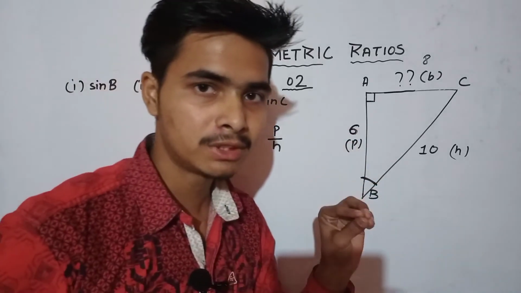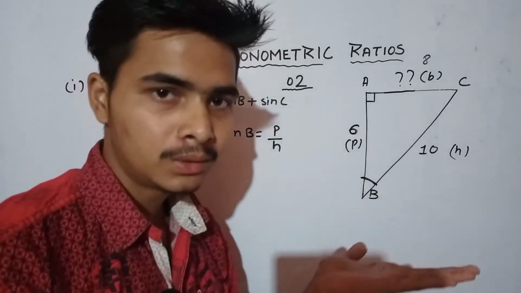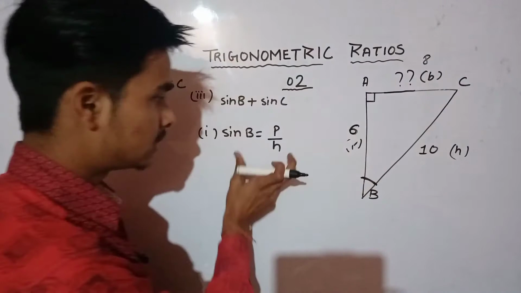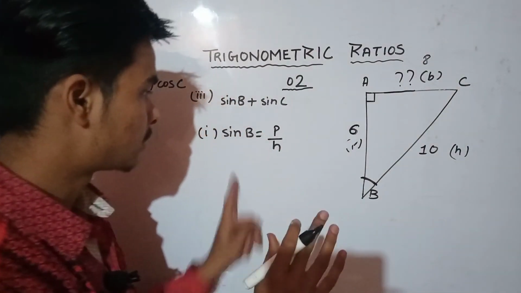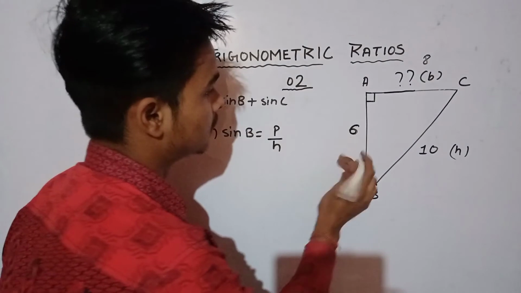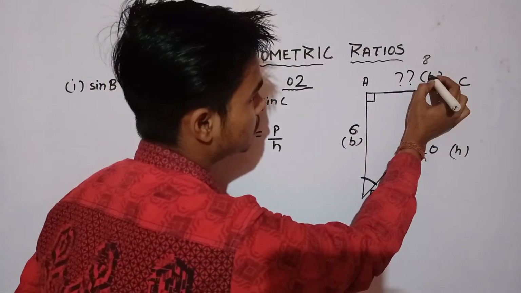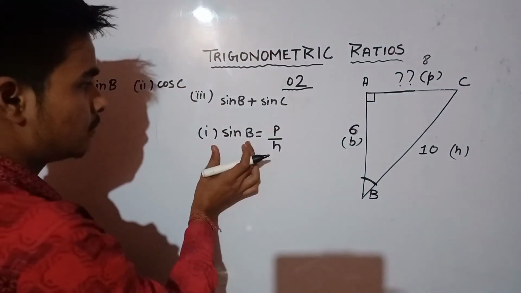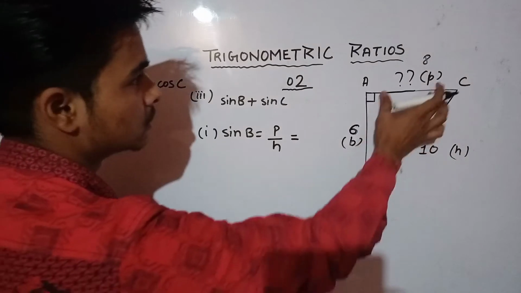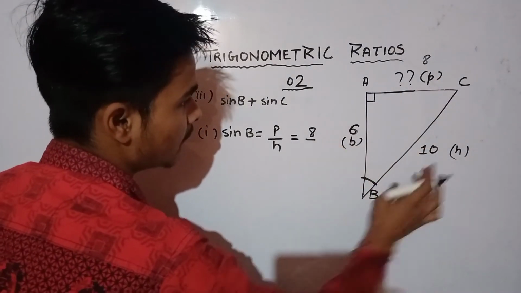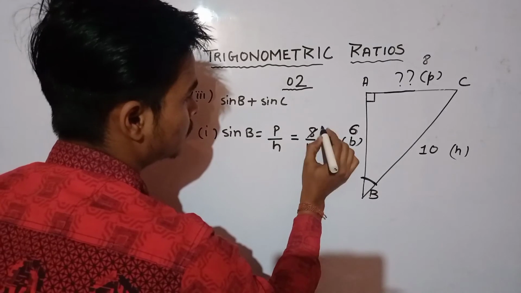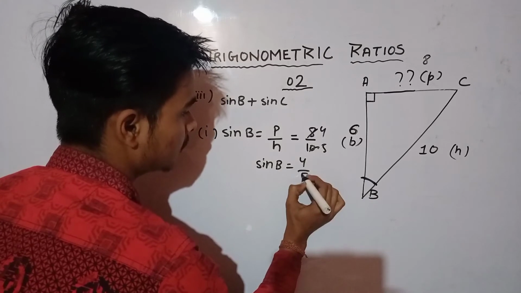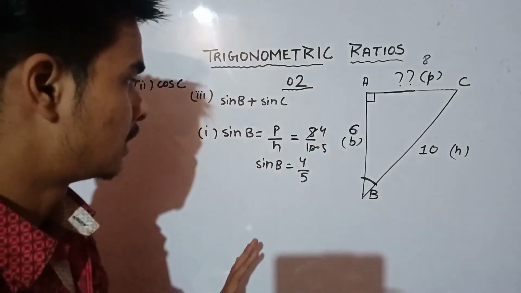So if you remember my previous video, I have already told that a line which has one angle and 90 degrees becomes the base. So for only this question, remember it, this becomes our base, and so this becomes our perpendicular. So what is sine of B? Perpendicular upon hypotenuse. This is our perpendicular, which means 8, and this is our hypotenuse, 10. 2 4s are 8, 2 5s are 10. So sine of B is 4 by 5.